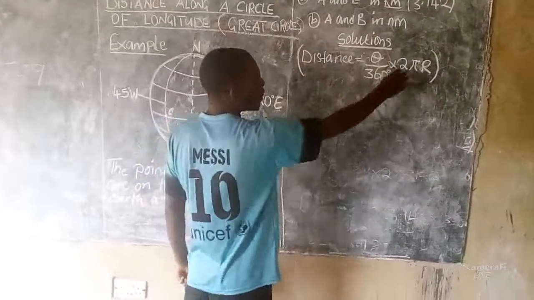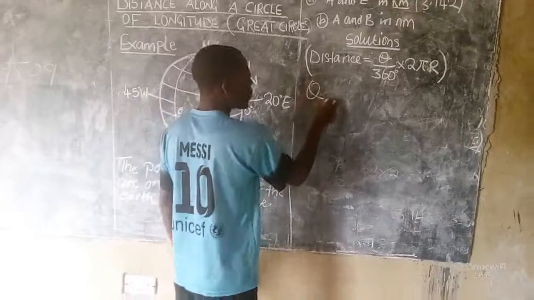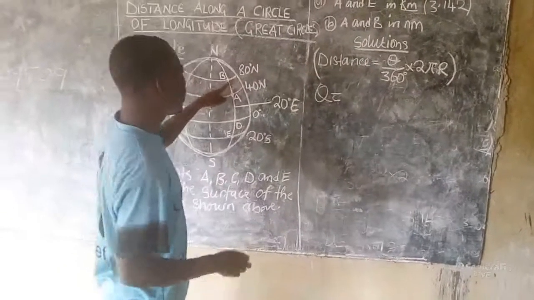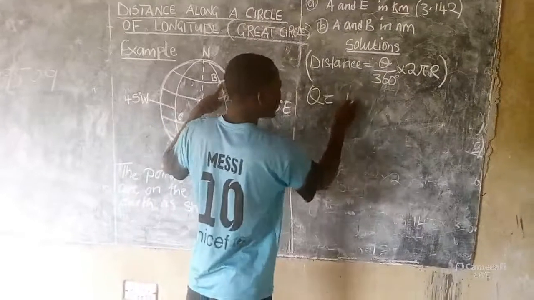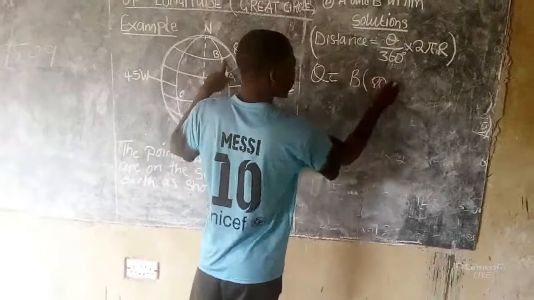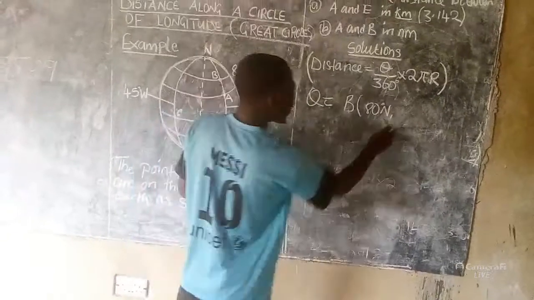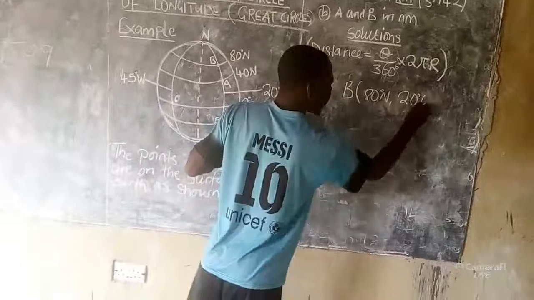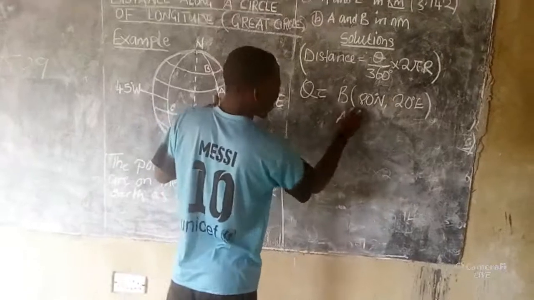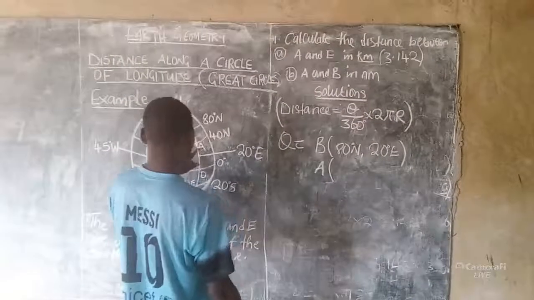That is distance is equal to theta over 360 times 2 pi r. Now this is where I'm saying theta must be the difference in degrees. Now here we have B. B is what? Let me write it like this. B is 80 degrees north. This is latitude, and longitude we have the same, 20 degrees east. Okay, and we are looking for A now. What is A here?